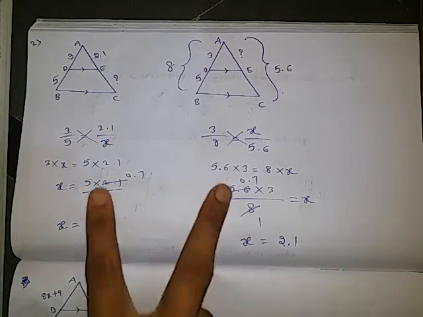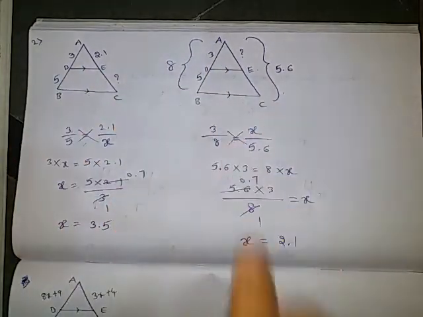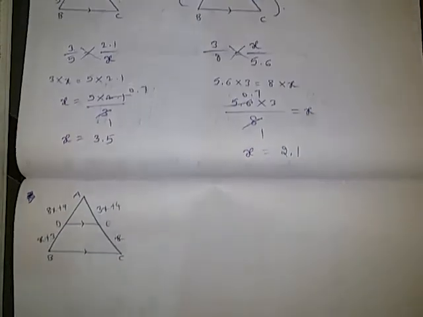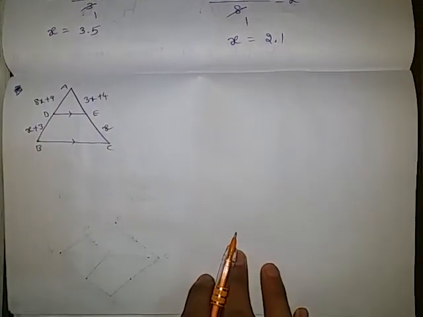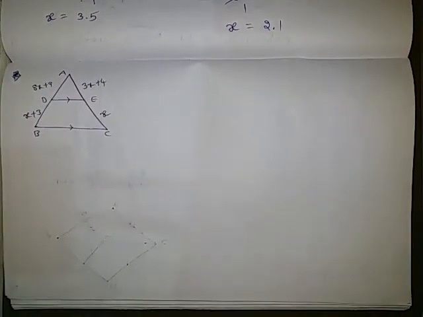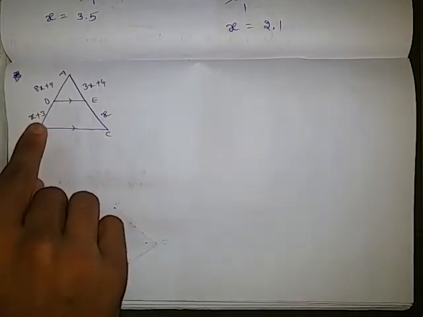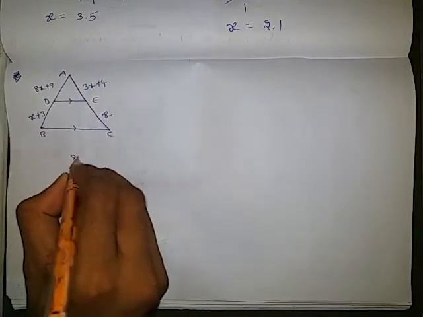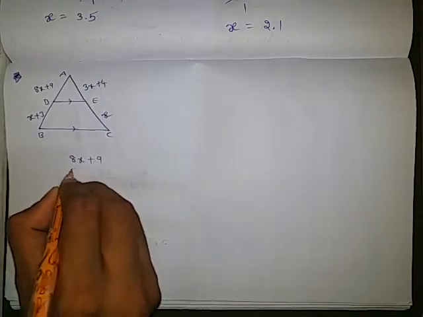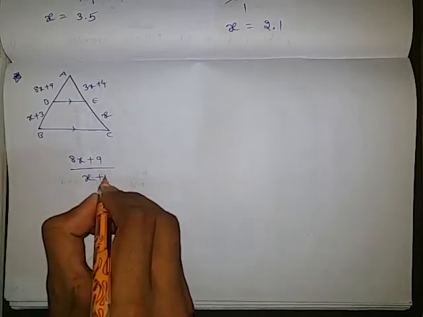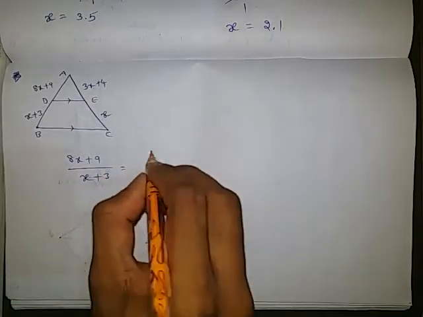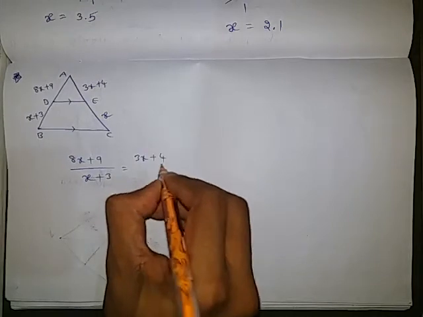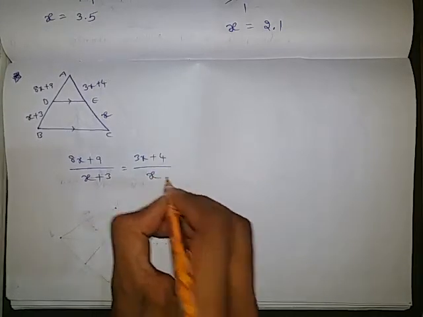Now these two questions were where numbers are given. Now let us come to the third question where only constants will be given. Anyway, the same logic: upper one by lower one is equal to upper one by lower one. Upper one 8x plus 9 divided by lower one x plus 3 is equal to upper one 3x plus 4 divided by lower one x.